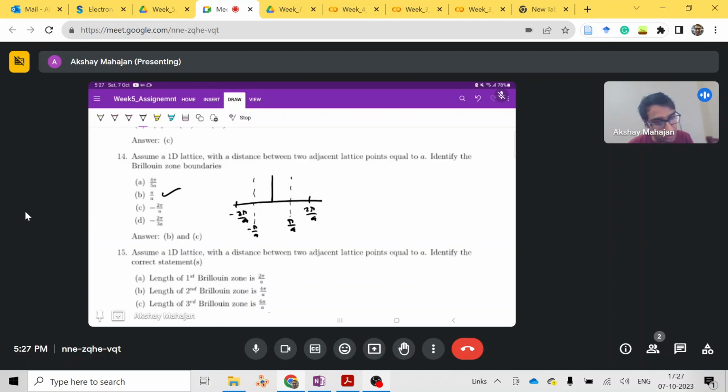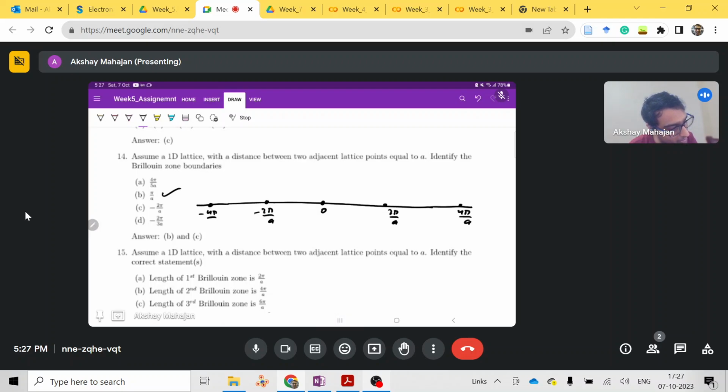Okay, so you can directly take B, but again we can have the second Brillouin zone as well. Let me just draw a 1D lattice here. If I have this 1D lattice, this is our zero point. I will have 2 pi by A here, then 4 pi by A here, then minus 2 pi by A here, and minus 4 pi by A here.